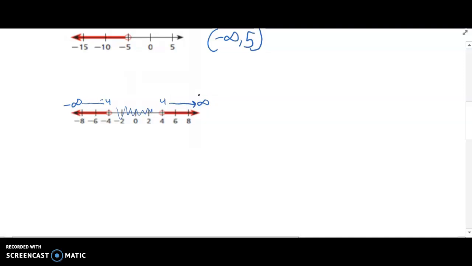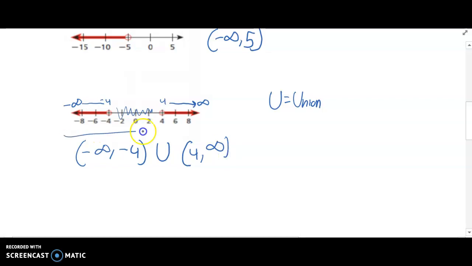So I'm going to have two different intervals here. My first one is negative infinity up into negative 4, do not include. To join two intervals, we do a capital U. The U stands for union. It allows us to join two intervals. And then my second interval is from 4, do not include, use parentheses, up until positive infinity. That's my final answer here.